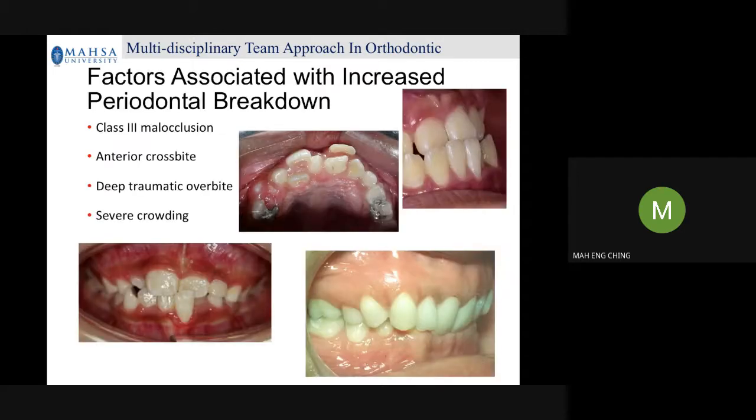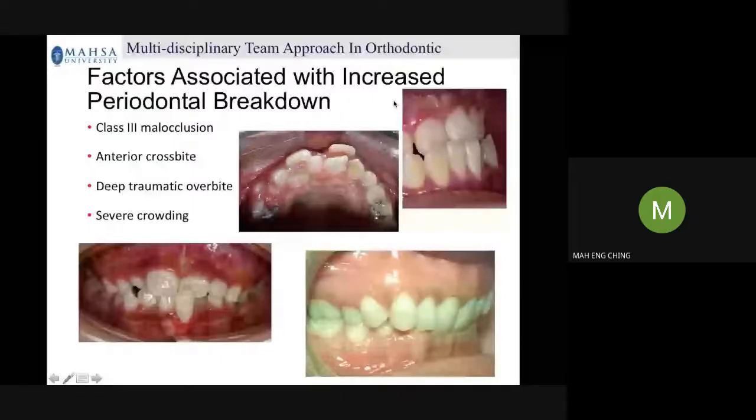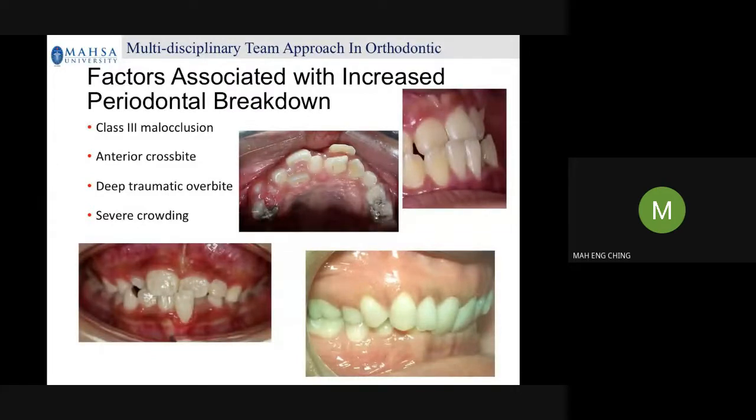A lot of people think malocclusion will cause some periodontal breakdown. The factors associated with increased periodontal breakdown can be due to class 3 malocclusion. You can see in the top right picture, this class 3 patient sometimes has the initial bite with a functional shift. We talk about this many times. Functional shift means you have initial contact on the anterior or posterior, then the jaw will shift left, right, front, back. This is considered a functional shift or displacement.